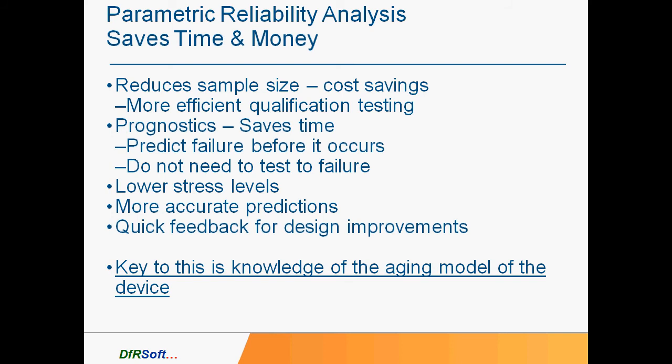The advantage of doing parametric reliability: a lot of engineers do parametric reliability analysis, but what they do is basically a catastrophic analysis of it. So we're going to explain how to do that, where you can reduce your sample size, save time, and predict failure before it occurs, so you don't actually have to reach the parametric threshold and do your catastrophic analysis. You don't need to test to failure.